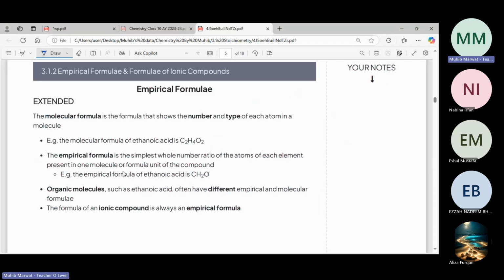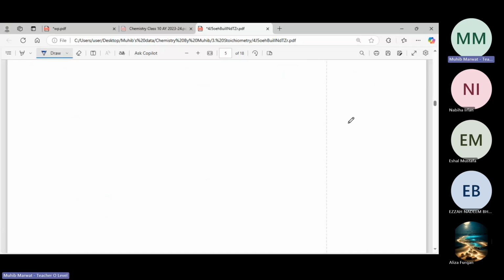Now we have discussed the formulas for organic molecules: open or displayed structural formulas, simplified structural formulas, and molecular formulas, right? This is the reason an ionic compound or inorganic compound is always given by an empirical formula. Now, should I recall the formulas for organic compounds or not?